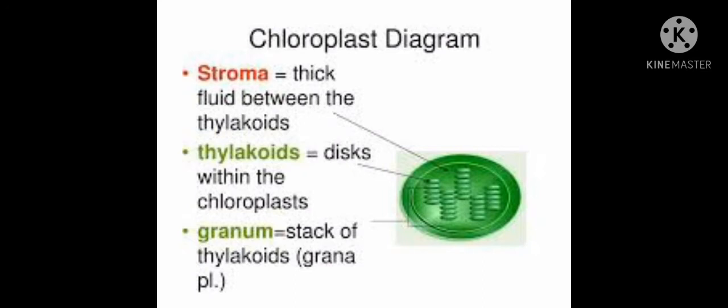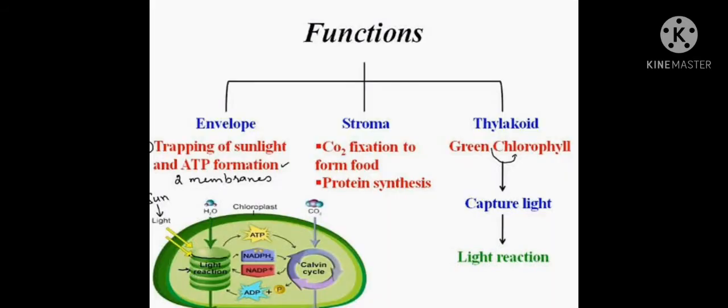They run parallel to each other and show interconnections. These connections are nothing but the stroma lamellae. Thylakoids contain the photosynthetic pigment. Near about 40 to 60 grana are present in a chloroplast.